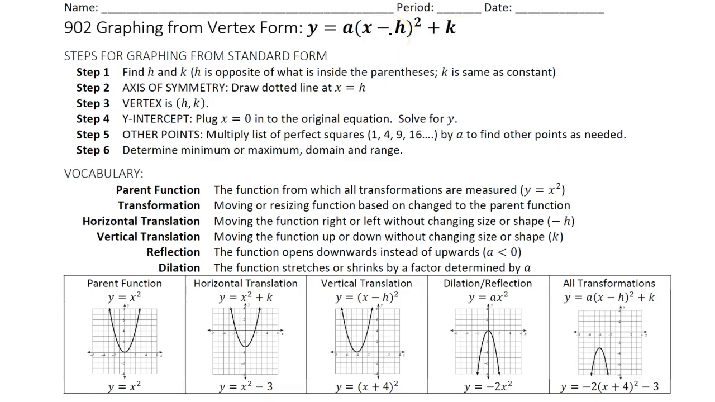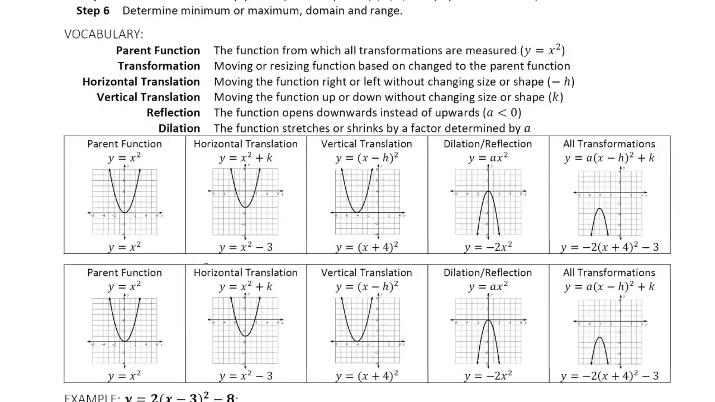These are movements or changes from the parent function. Remember that the parent function is y equals x squared. If a constant is added or subtracted from that function, the function will graph up or down from the original parent function. If a number is added or subtracted inside the parentheses, then the parabola will move right or left. If the number at the beginning that's multiplied times x squared is not 1, then the parabola will stretch or dilate. If that number is negative, the parabola will reflect downwards.